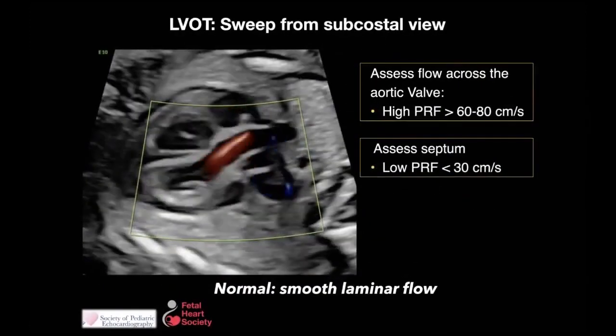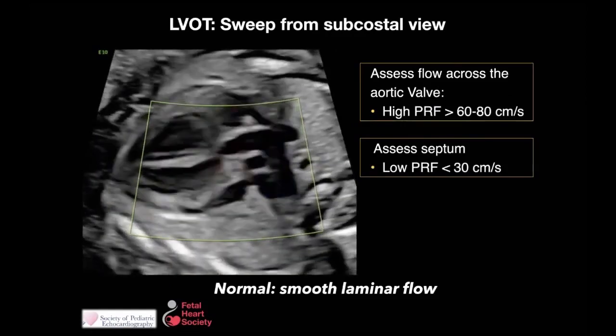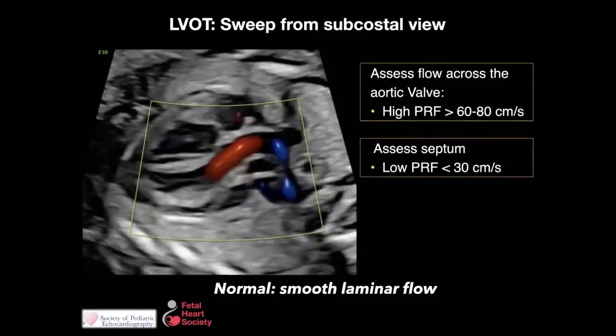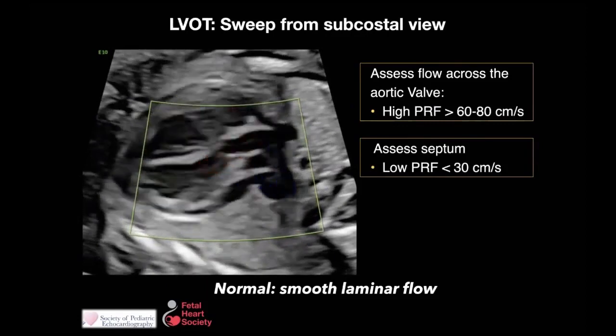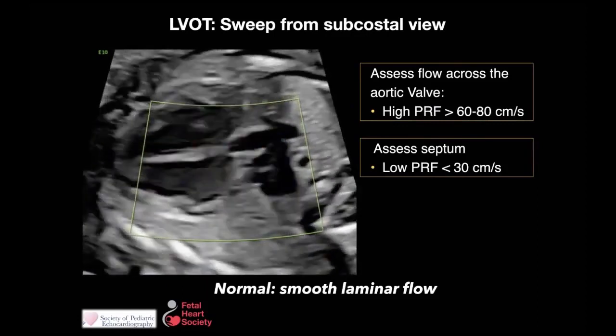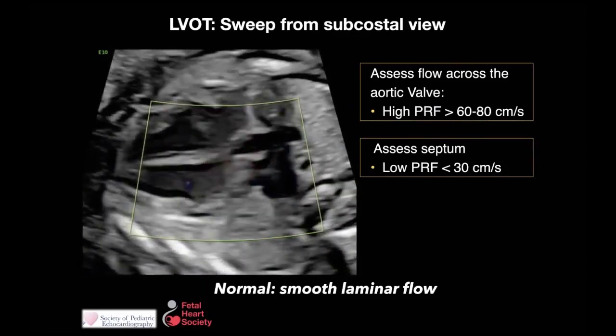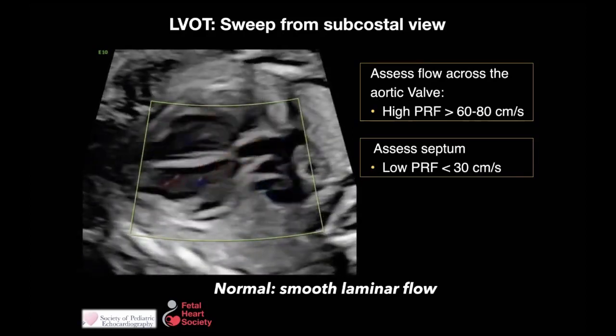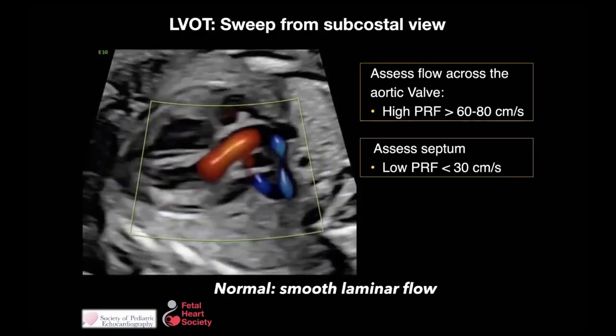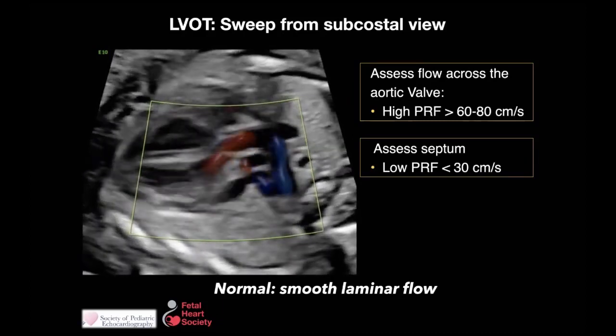And with color Doppler, again, you want to assess the flow across the aortic valve. You should utilize a high PRF of greater than 60 to 80 centimeters per second, or you could also assess the septum. But in this case, you would actually have to drop your technique to a low PRF of less than 30 centimeters per second. Again, normal flow is smooth laminar flow.